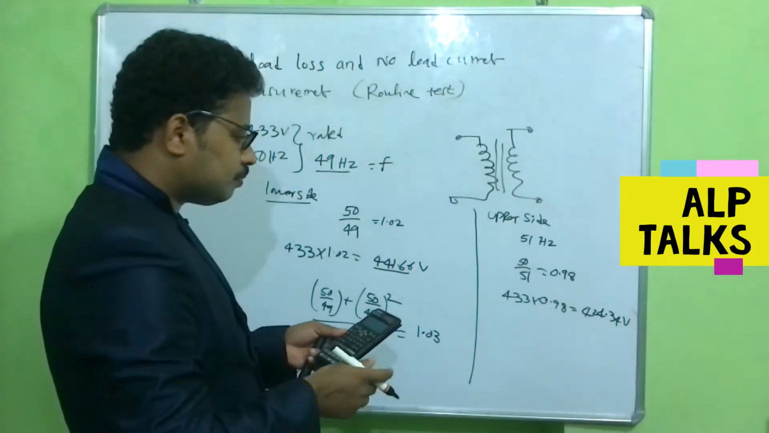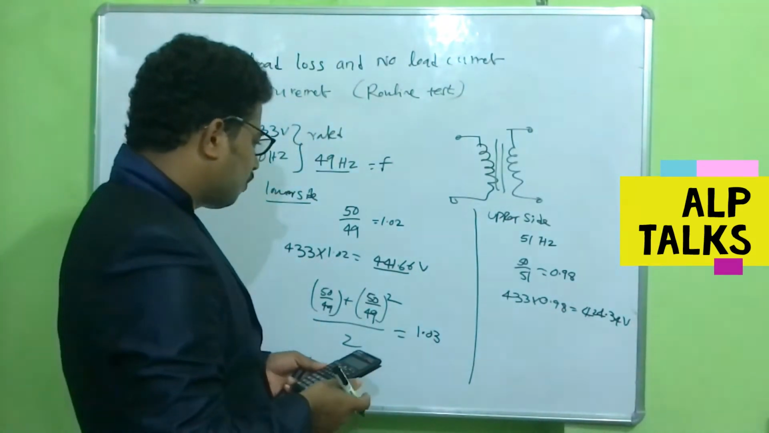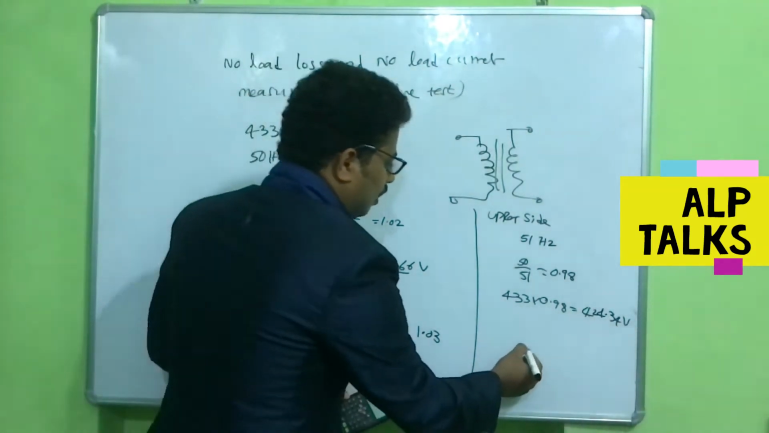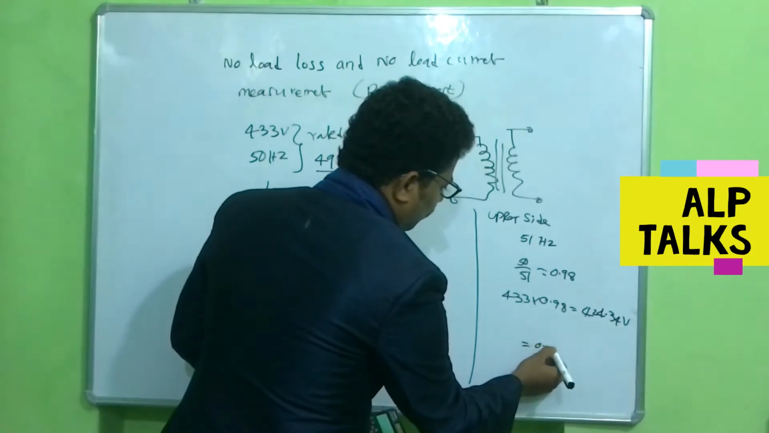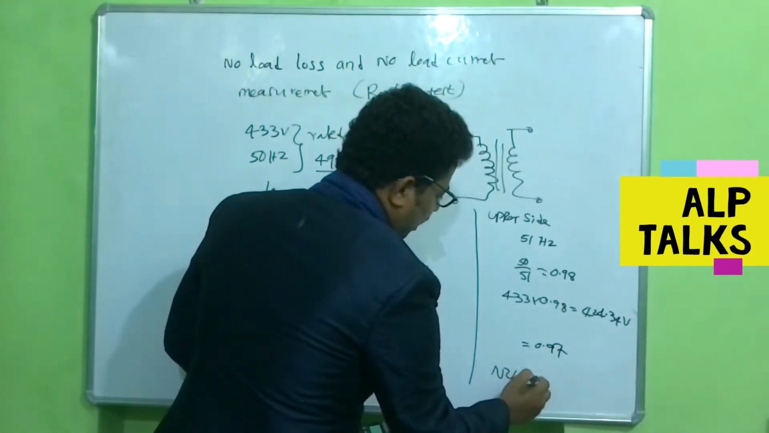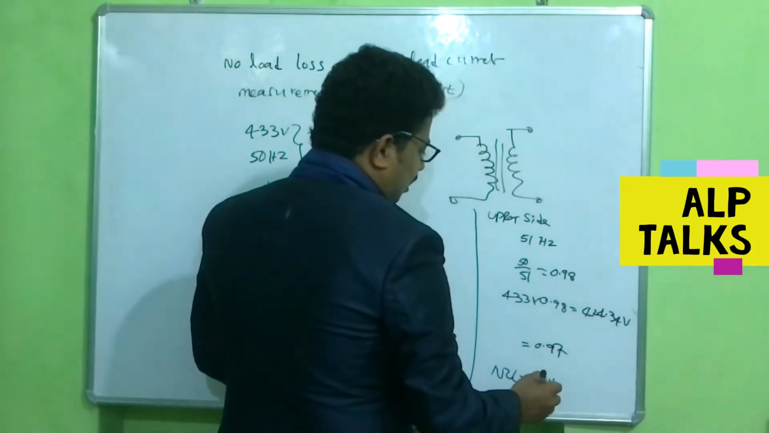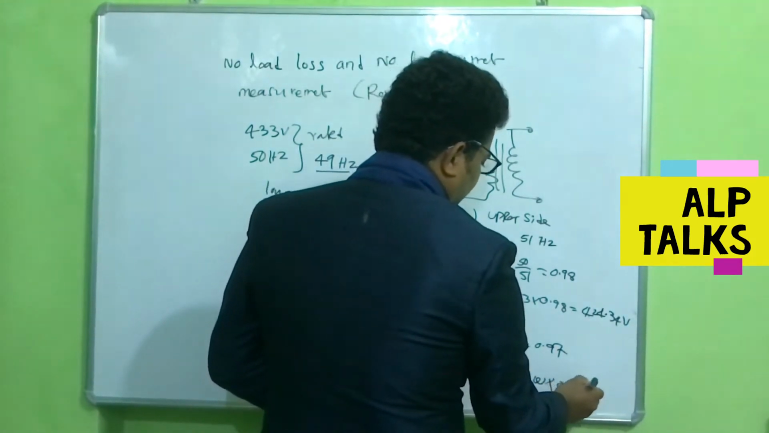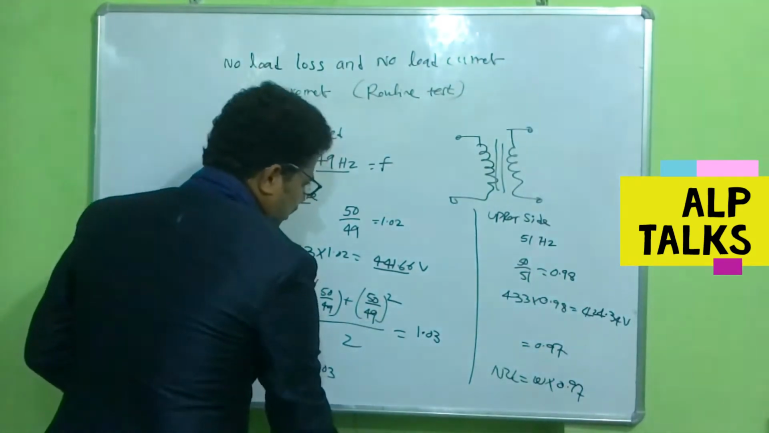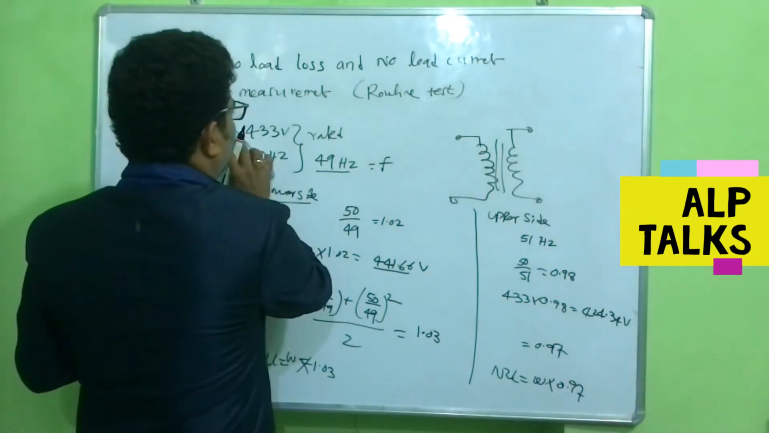So what next? Similar way here, this parameter also we can calculate. So that value will come 0.97. So the final no load loss is nothing but the wattmeter readings into 0.97. Like this we can do the frequency conversions and all.